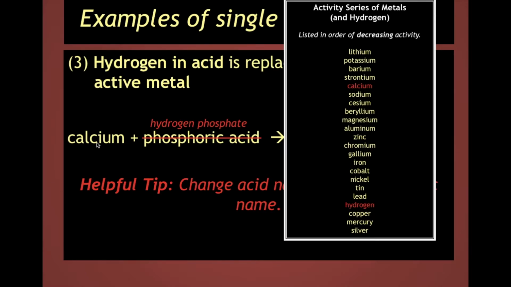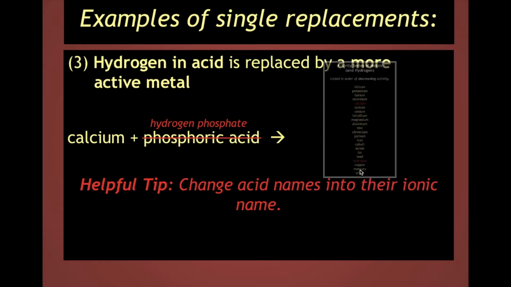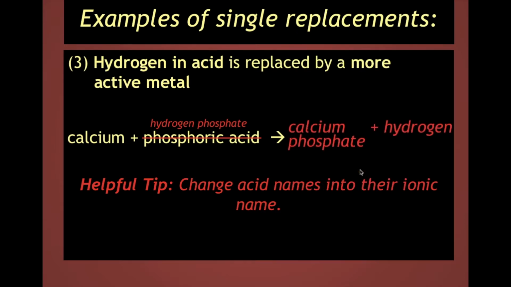Okay, so comparing calcium and hydrogen, hydrogen's all the way down here. Remember, only these three will not be able to replace hydrogen. Calcium's up here, so it will be replaced. So it will be calcium phosphate plus hydrogen.